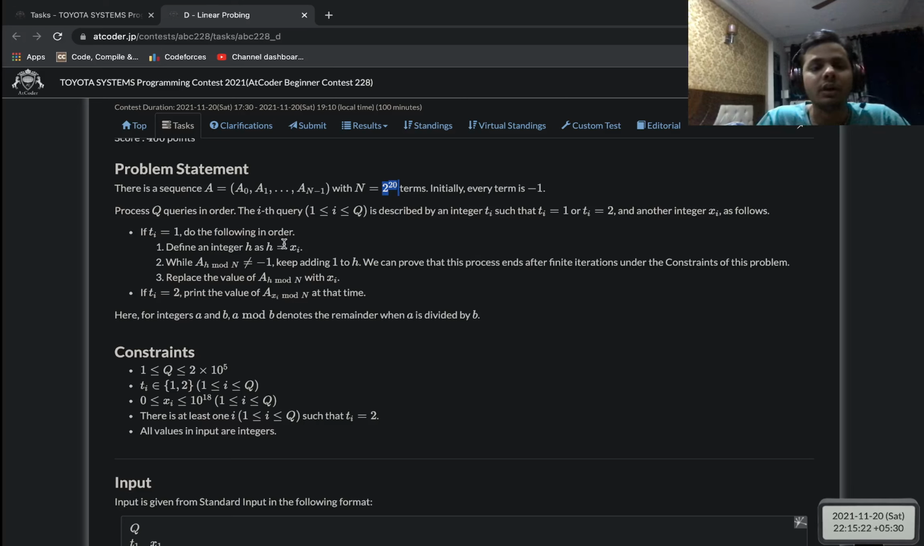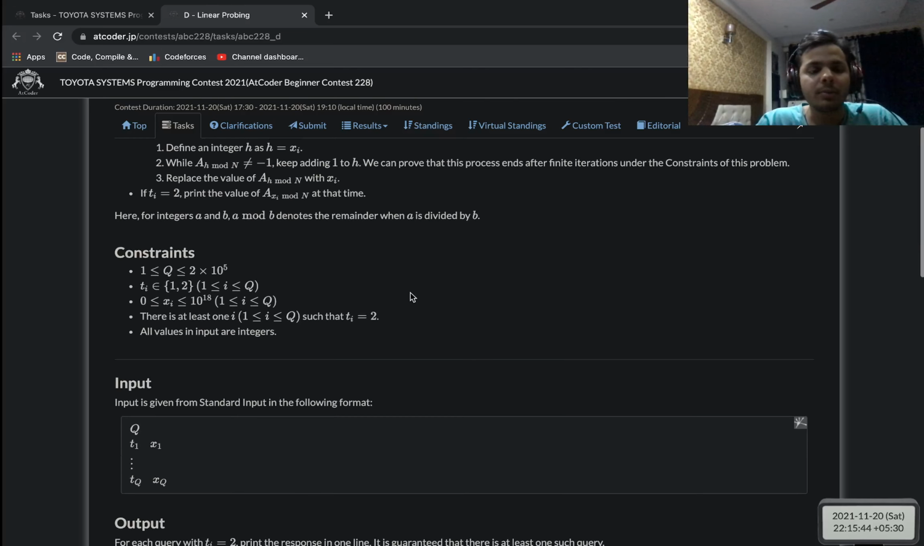Right, so let me just reiterate. In the first query, we start at the index h mod n, where h is equal to xi, and then we keep going right cyclically until we find a minus 1. As soon as we find a minus 1, we stop, and if we stop at index j, then we mark a of j as xi. Great, so this is the problem.